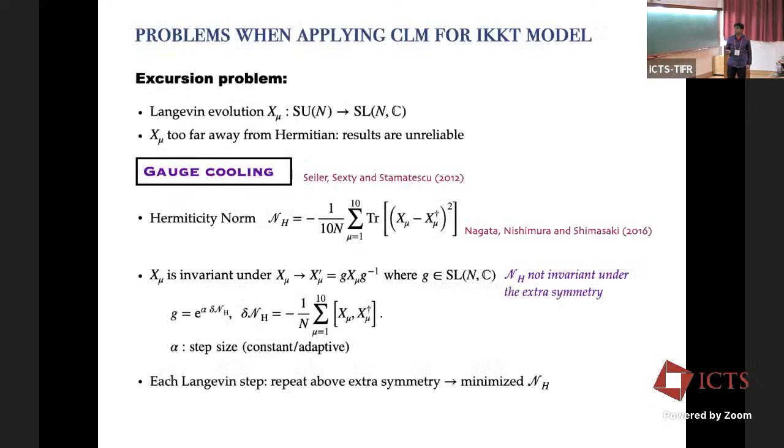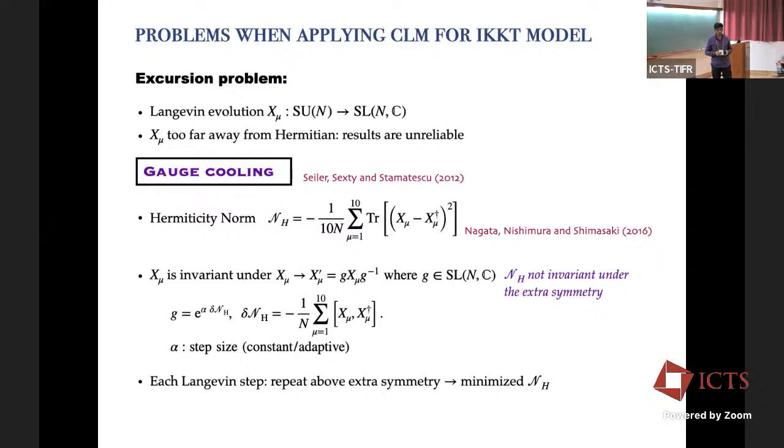So let's discuss these problems one by one. First is the excursion problem. In the Langevin evolution, these bosonic matrices may wander from the SU(N) group to the enhanced SL(N,C) group. If they venture too far away from this Hermitian group, that results in the excursion problem, and the simulation results are unreliable in that case because they violate the correctness criteria. A simple and efficient solution to this problem is gauge cooling.